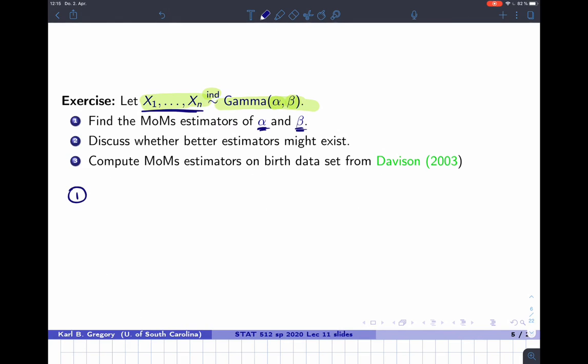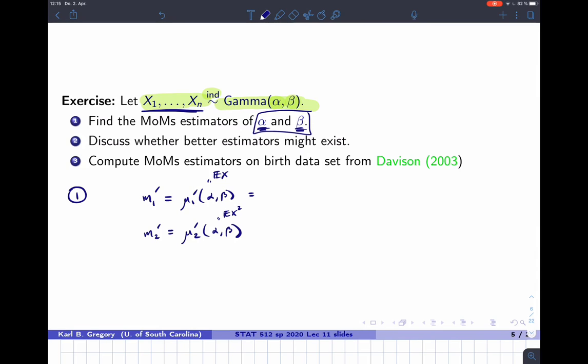Our first task: since I've got two parameters, I want to set up two equations. I'm going to set the first sample moment equal to the first population moment, and the second sample moment equal to the second population moment. Let's emphasize that these are functions of alpha and beta. This is like the expected value of x. This one is like the expected value of x squared.